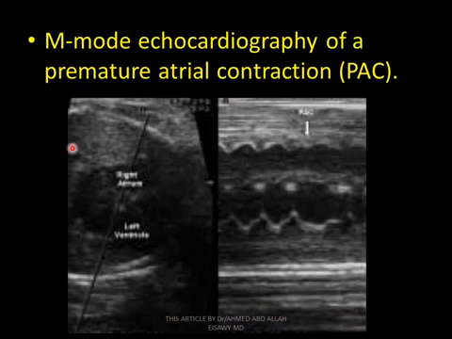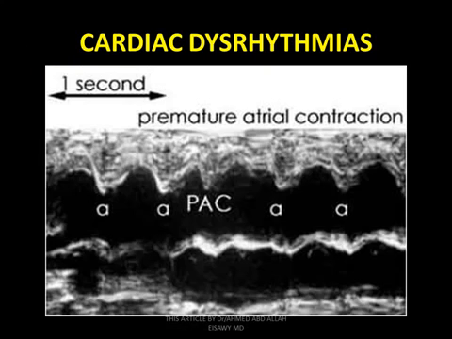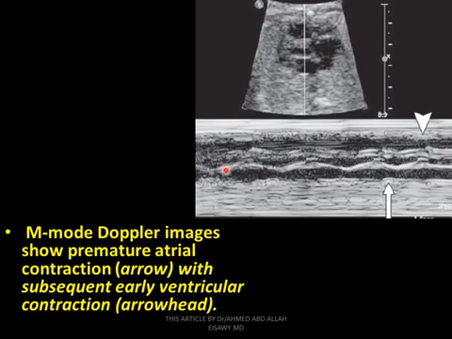Here again is a premature atrial contraction, not transmitted to the ventricles. As we see, this is regular, and this is a premature atrial contraction. Cardiac dysrhythmias, premature atrial contraction. This is the normal rhythm. This is a PAC, premature atrial contraction. A piece of atria gives an impulse outside the sinus: premature atrial contraction.